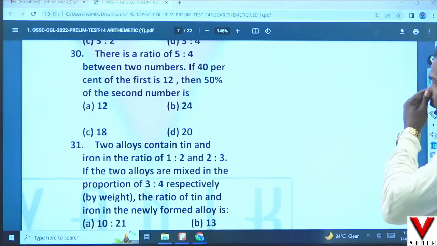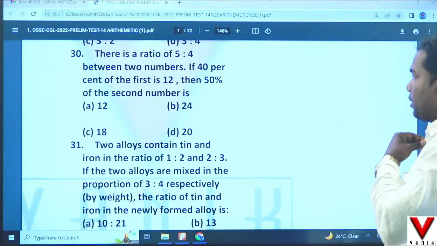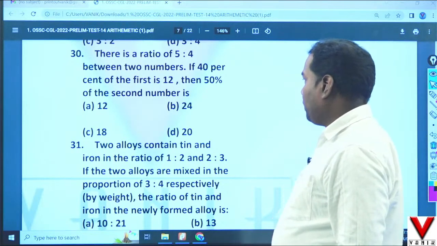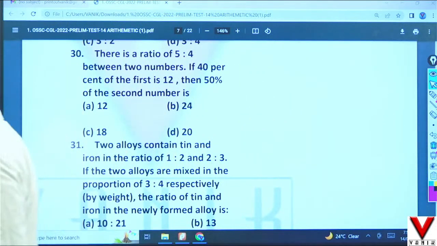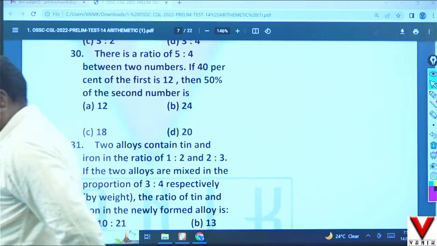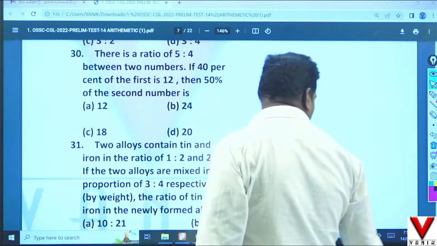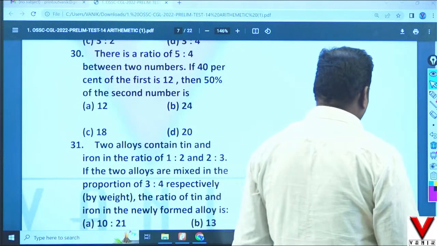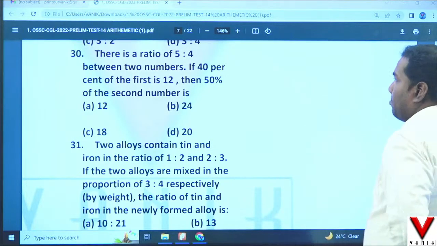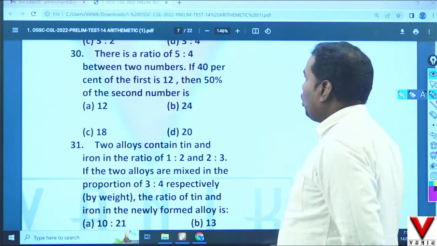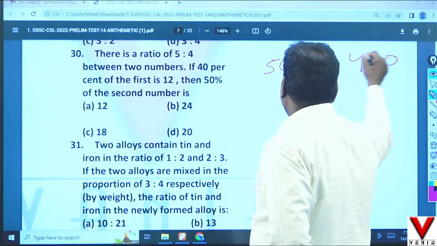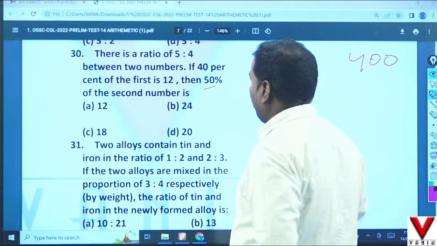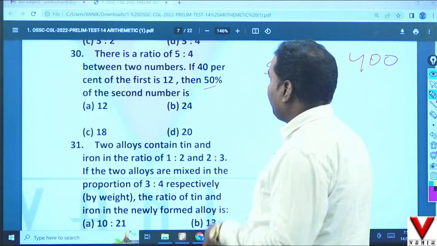There is a ratio of 5:4 between two numbers. If 40% of the first is 12, then 50% of the second number is what? Suppose one number is 500 and the other number is 400, so that the ratio between the two numbers is 5:4.